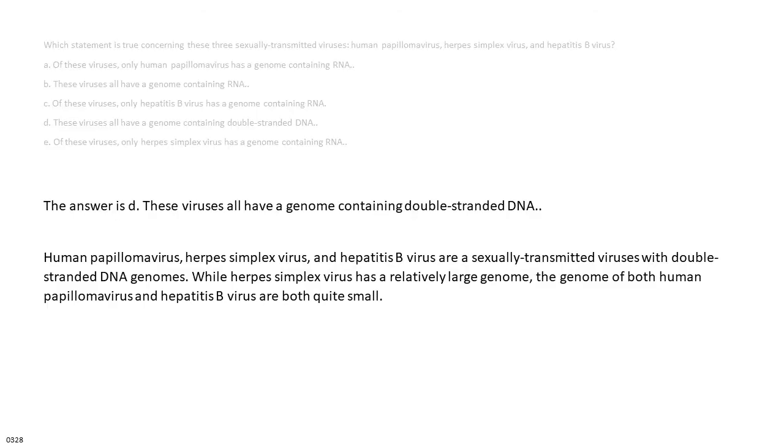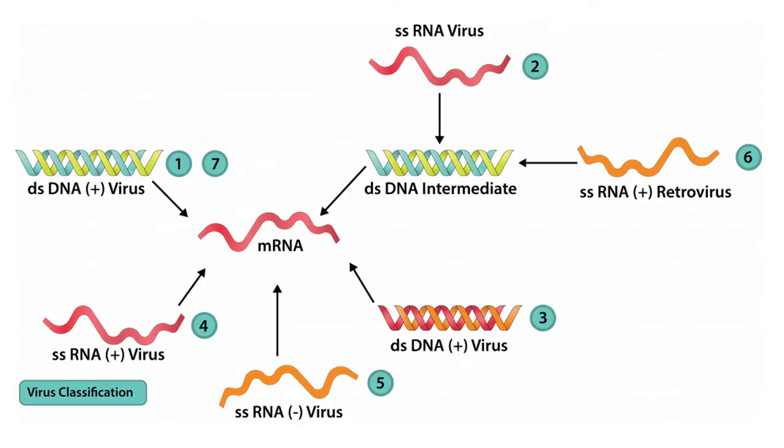The answer is D. These viruses all have a genome containing double-stranded DNA. Human papillomavirus, herpes simplex virus, and hepatitis B virus are sexually transmitted viruses with double-stranded DNA genomes. While herpes simplex virus has a relatively large genome, the genomes of both human papillomavirus and hepatitis B virus are both quite small.